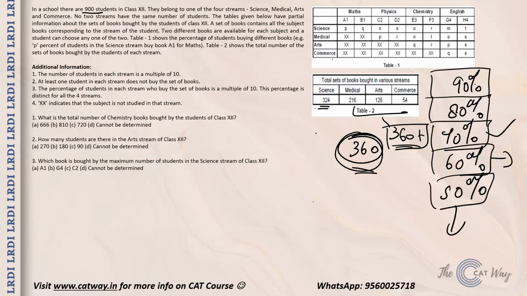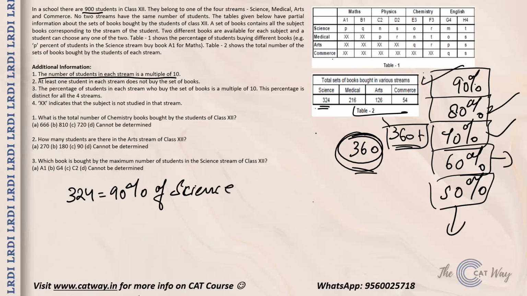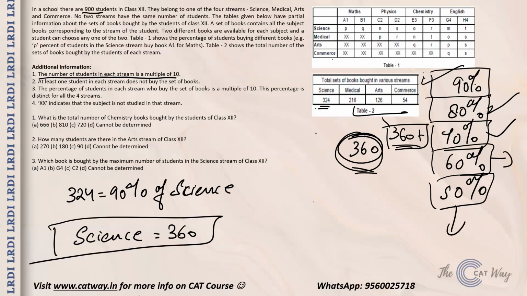If 70% of students of the science stream have bought sets, and that 70% is 324, the total will be a non-multiple of 10. And what we need is that the number of students in each stream is a multiple of 10. Then if you go to 80%, again the total will come out to be a non-multiple of 10. That means the only possibility is that 90% of the students of the science stream bought the books. So 324 is 90% of the science stream, and the total students in the science stream is 360.